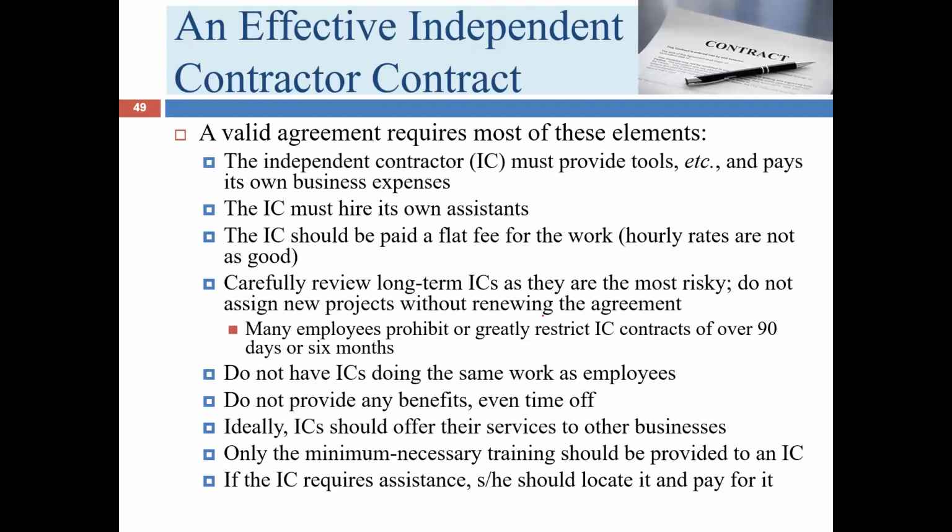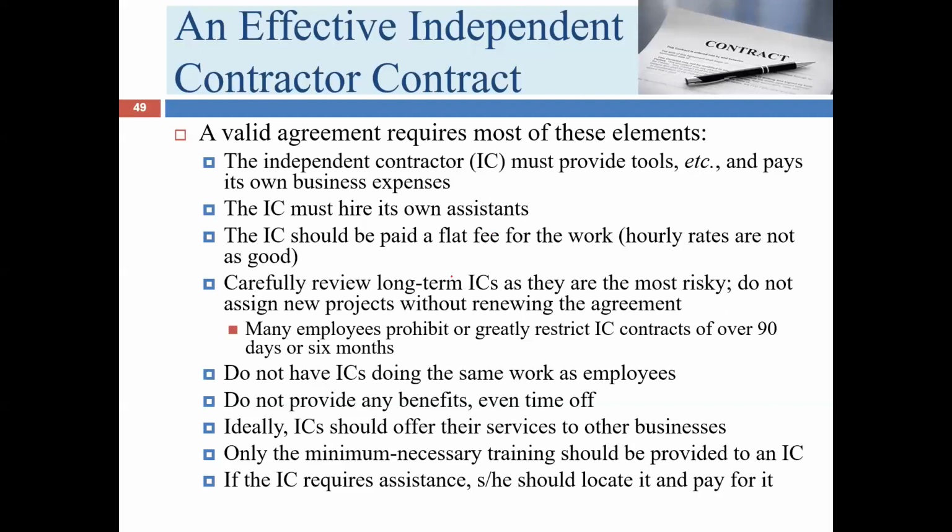You want to encourage your independent contractors to offer, market, and actually have services that they provide to other businesses. So when you're in the process of selecting your independent contractors, make sure they actually have a business going on. And you may want to actually have that documented in the agreement. Independent contractor agrees and states that he or she has other clients.